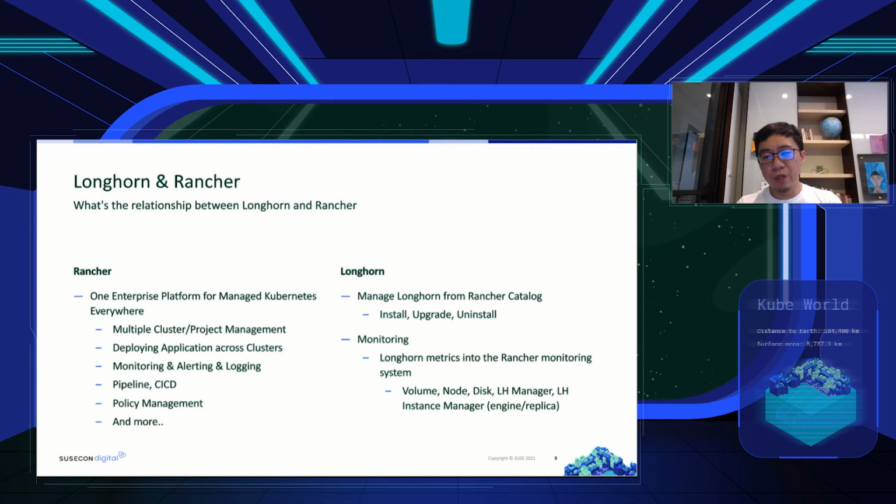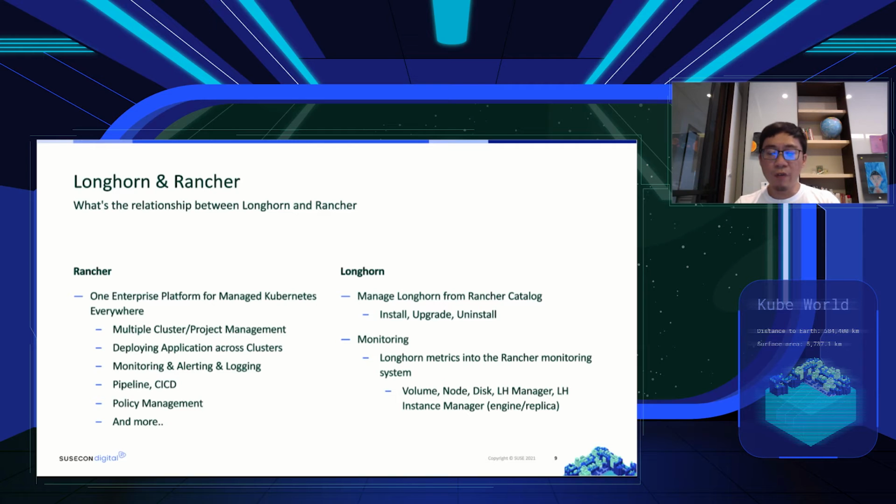But for Longhorn, what's the relationship with Rancher? So for Rancher, you can use the Rancher catalog. You can install Longhorn from the Rancher catalog, like I said. Not just install, including upgrade and uninstall, the whole lifecycle. This is quite important because Longhorn has a periodical release. So it's a better way to let users have a low cost to manage their Longhorn system.